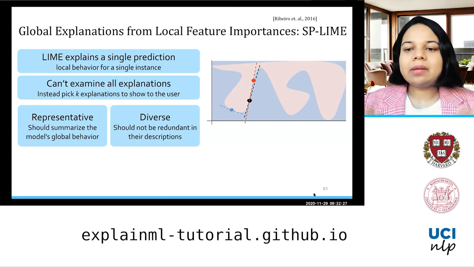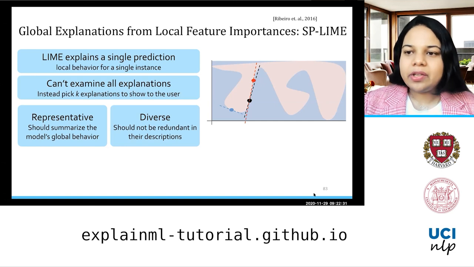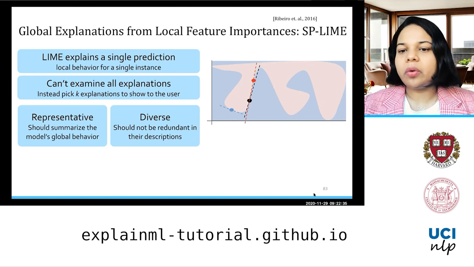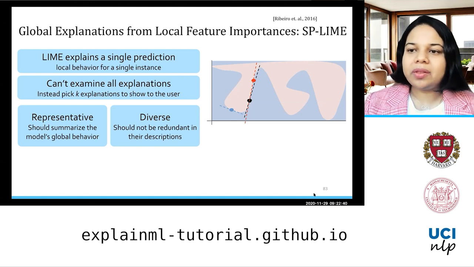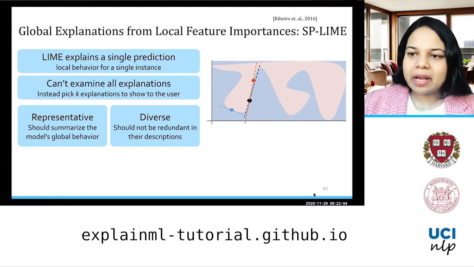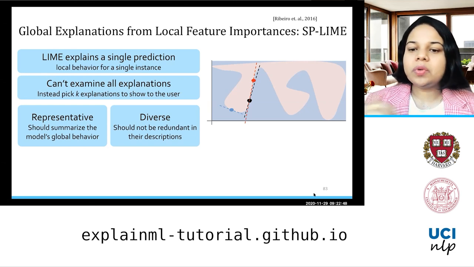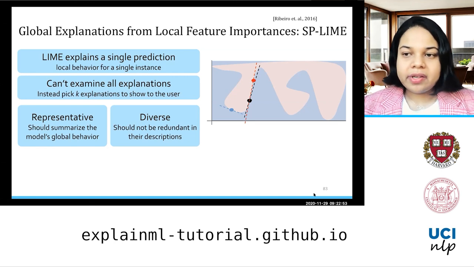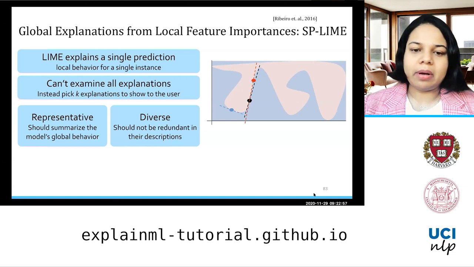Once the black dot is picked as one of the explanations, adding the red dot explanation to this set of k local explanations is not going to add much value. In fact, it would be redundant because both the explanations corresponding to black dot and red dot are describing the same decision boundary roughly. On the other hand, if we choose the explanation corresponding to the blue dot, that is not redundant and that provides diversity because it's capturing a different decision boundary.